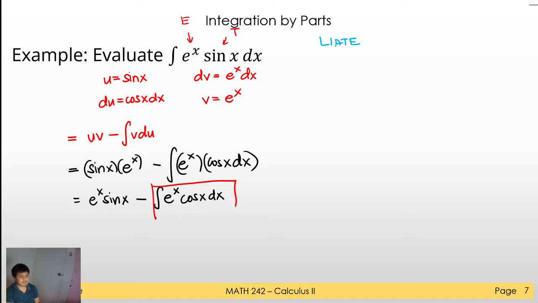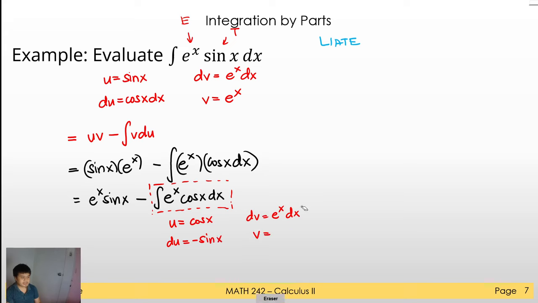The tables that we discussed before. So we can use integration by parts again. We can use integration by parts indefinitely. So we use u as cosine x, again using the LIATE rule, and dv is equal to e to the x dx. Finding the derivative of cosine x, this will be negative sine x, and v, the integral of e raised to x dx, is e raised to x again.